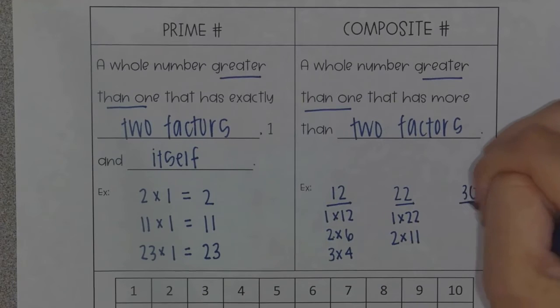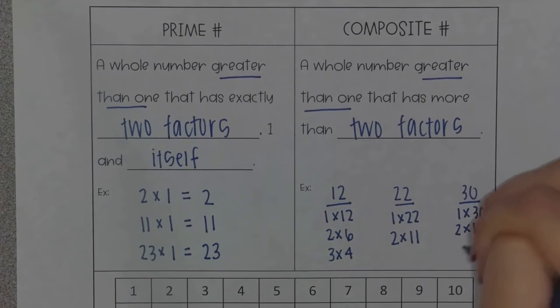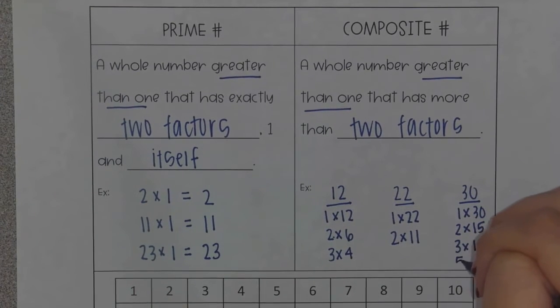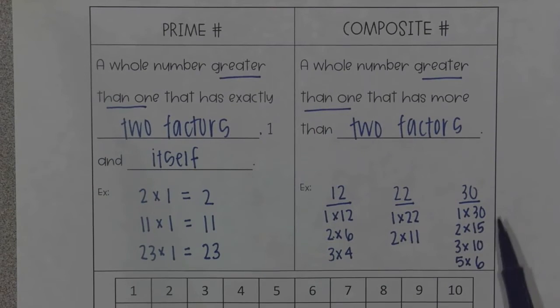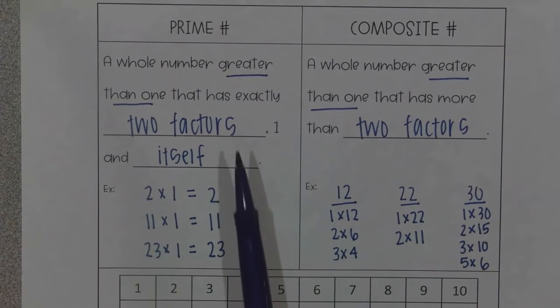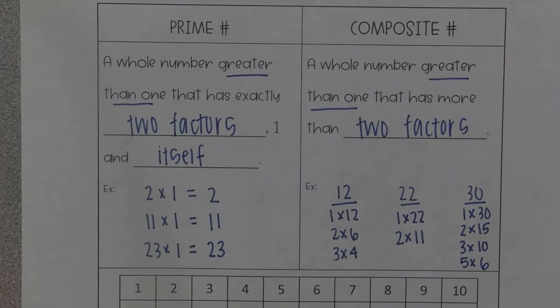I could get to the number 30 by doing 1 times 30, 2 times 15, 3 times 10. I can't get there by 4. I can do 5 times 6. So 30 has 1, 2, 3, 4, 5, 6, 7, 8 factors in total. So prime has to be greater than 1 with only 2 factors. Composite has to be greater than 1 with more than 2 factors.